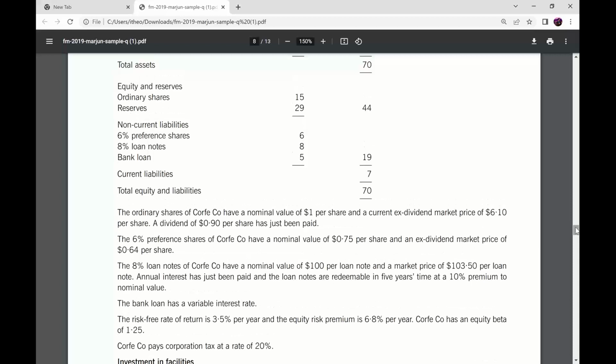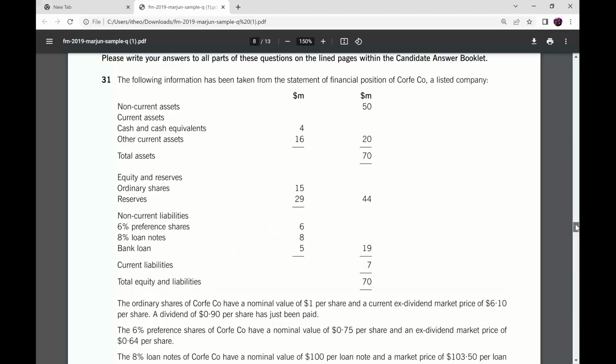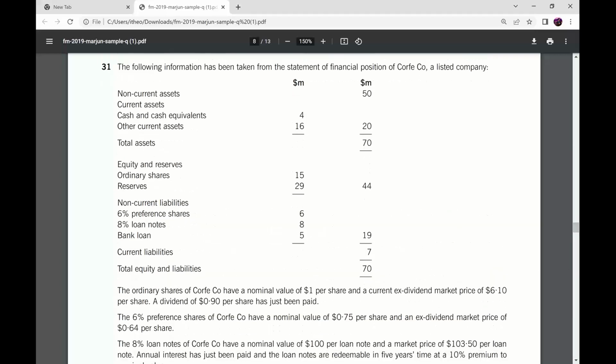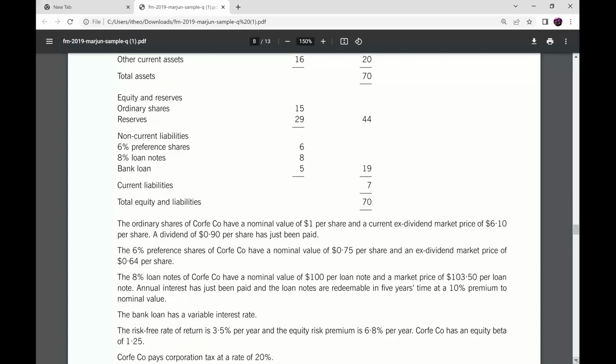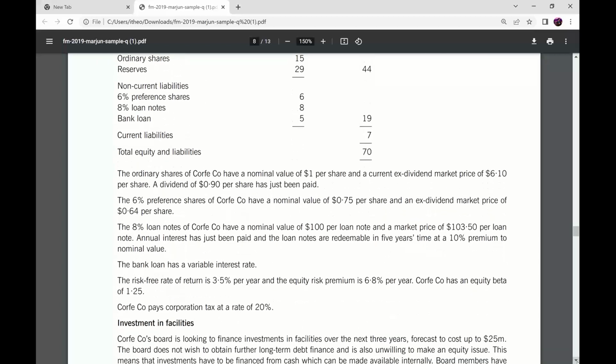Please pay attention. You have the information that when you look at the balance sheet, the balance sheet has some non-current assets, some current assets, total assets, equity, ordinary shares, reserves, preference shares, bank loan, everything. It provided you information that ordinary shares have a par value of $1 per share.